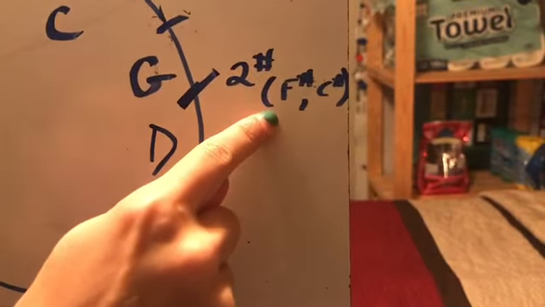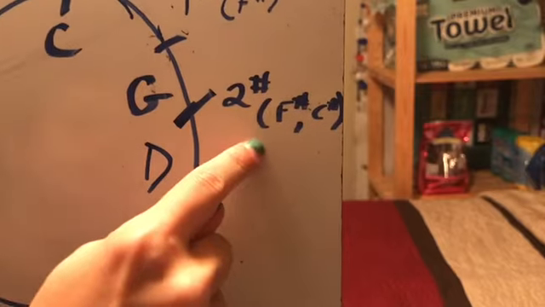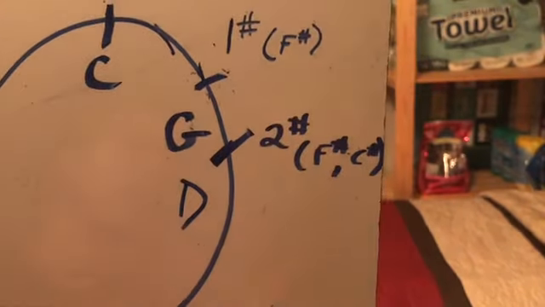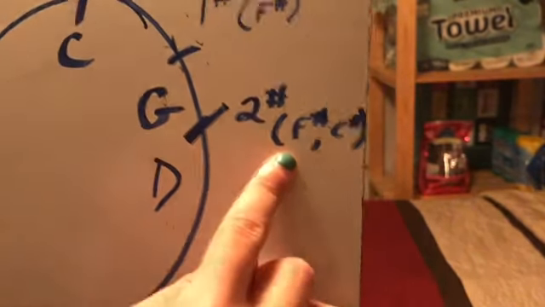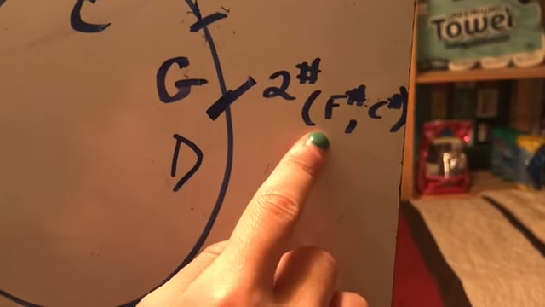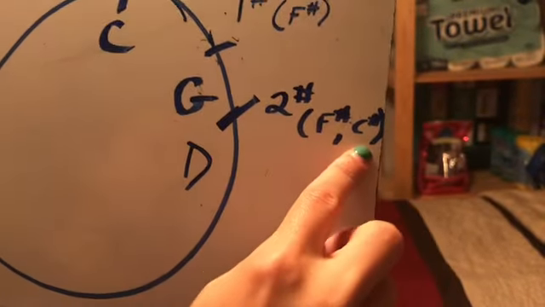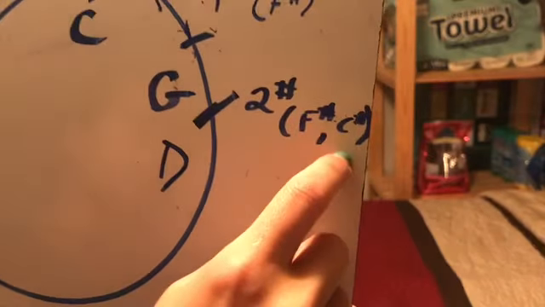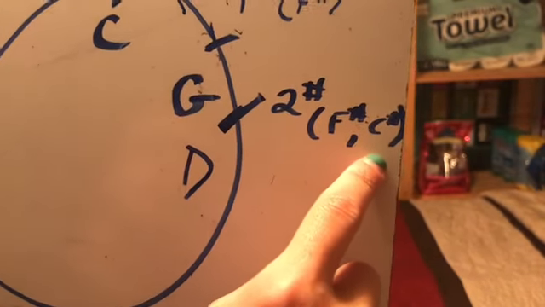So you're going to keep the sharps that you had in the previous scale. So I still have F sharp. It's not going to go anywhere. If you go up a fifth from F sharp: G sharp, A sharp, B sharp, C sharp. So I've gone up another fifth and landed on C sharp.